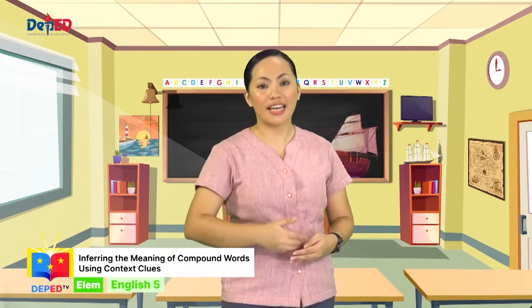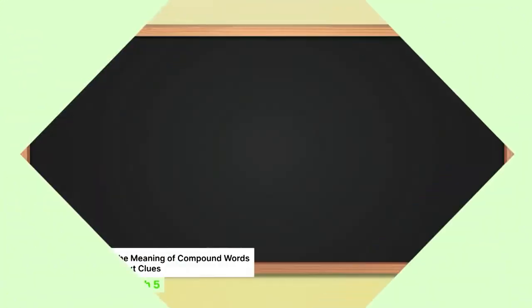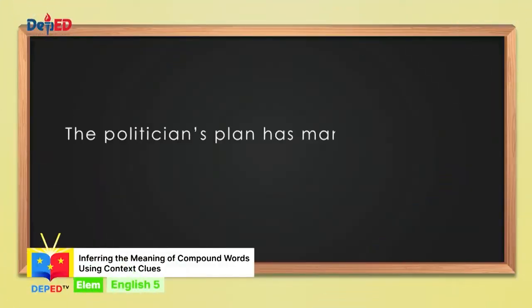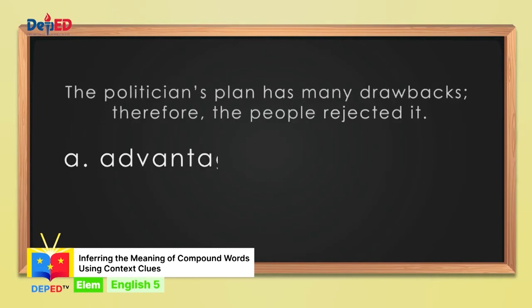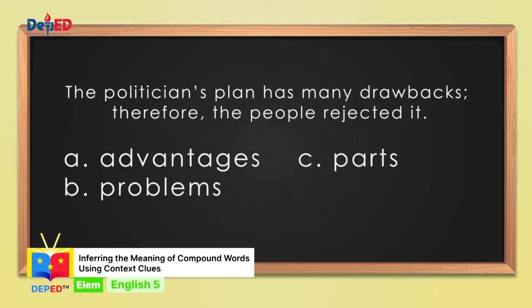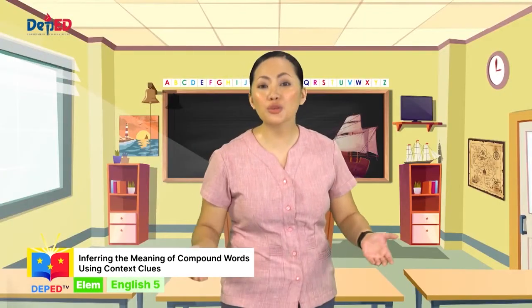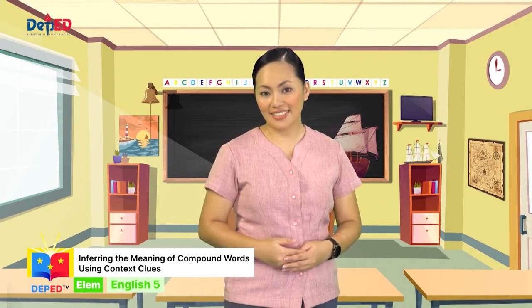Let's move on to the second sentence. The politician's plan has many drawbacks. Therefore, the people rejected it. Did you find the compound word? Now, let's see if you know what it means. Is it A. Advantages, B. Problems, C. Parts, D. Supporters? Are you done? Let's read the third sentence.